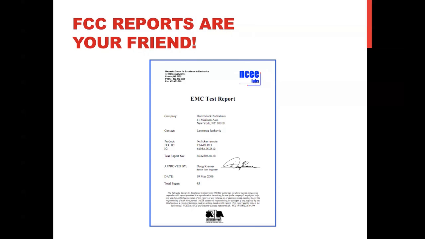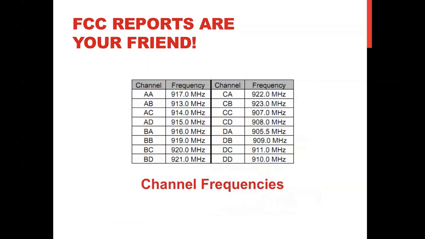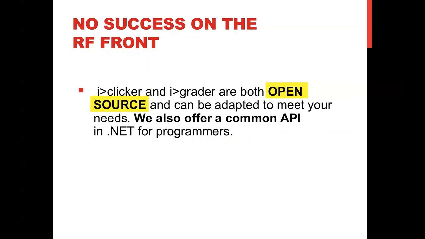Well, luckily, FCC reports are your friend. Thankfully, consumer wireless devices have to undergo testing by the FCC, and these reports are made publicly available. First off, they are full of all kinds of cool pictures of their test setups, like this one here of an iClicker on a tabletop in an anechoic chamber. But more importantly was the actual frequency of every single channel the iClicker operates upon.